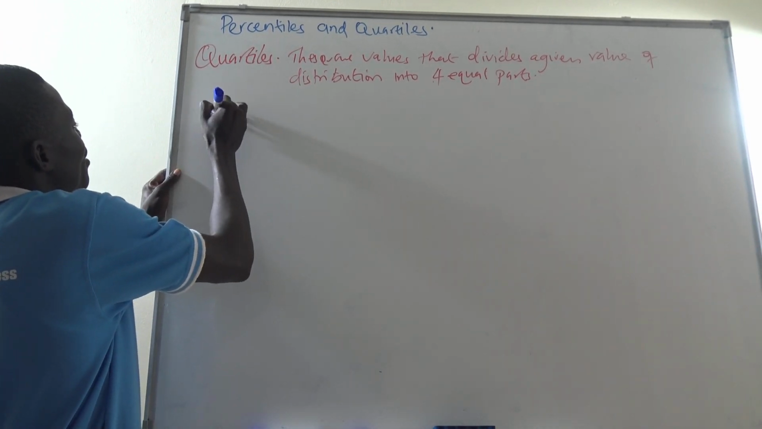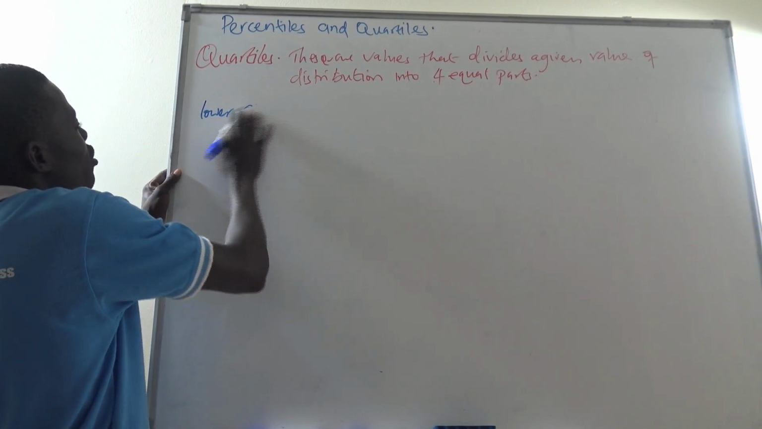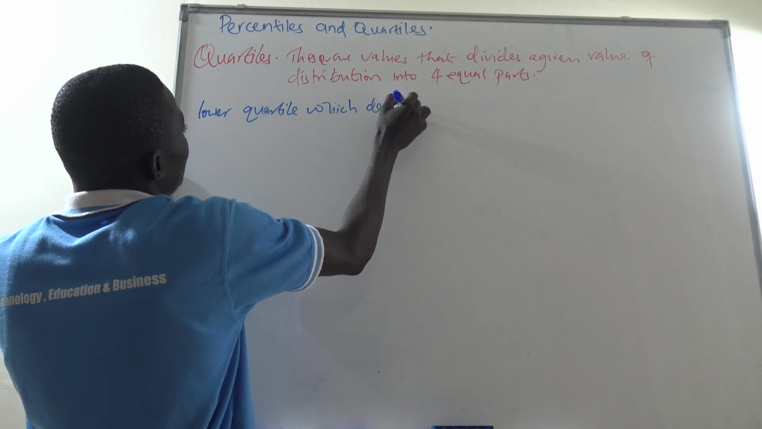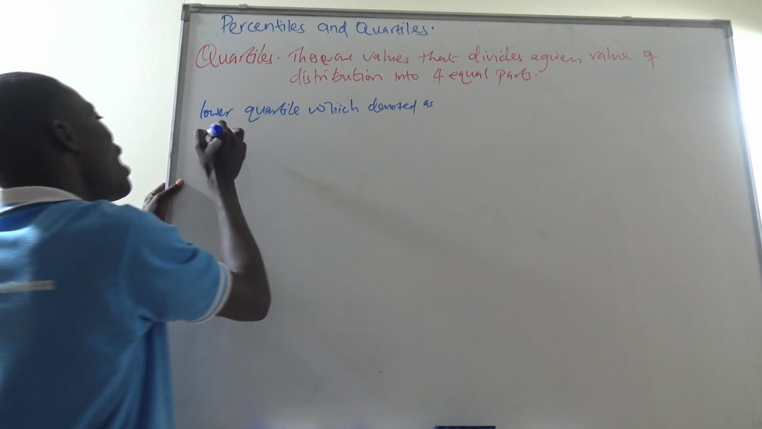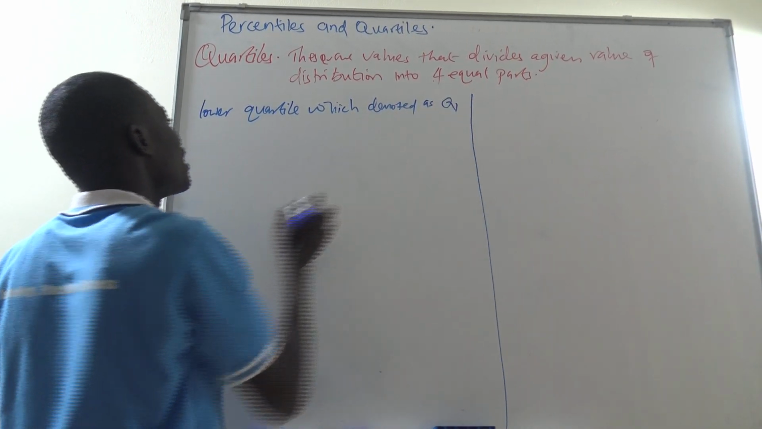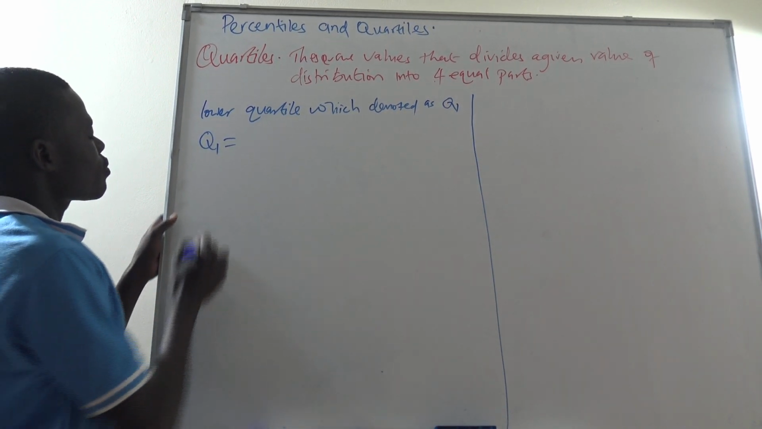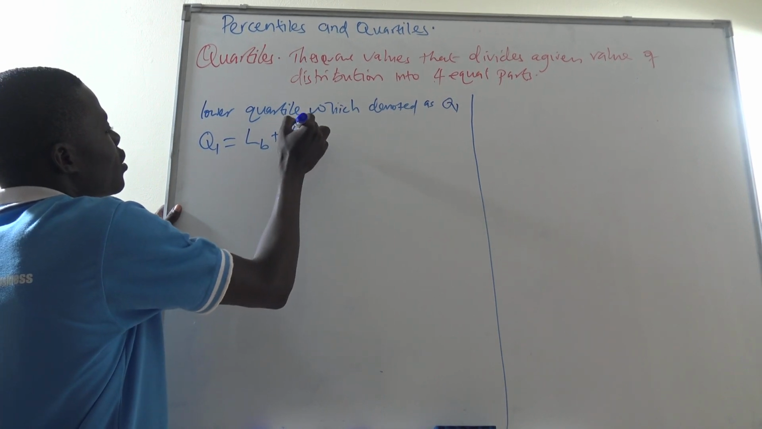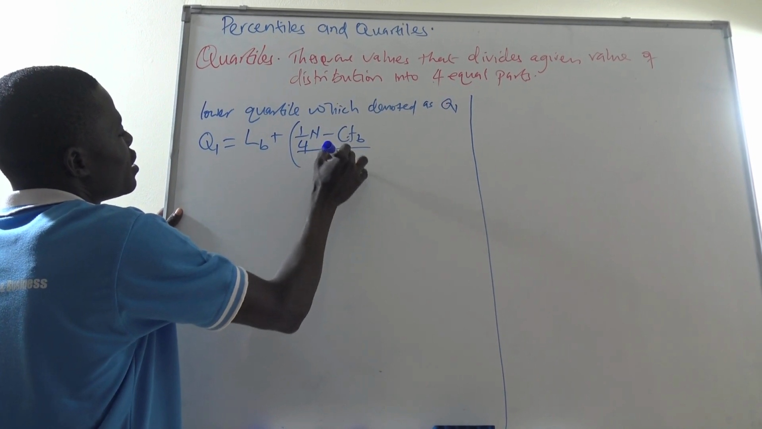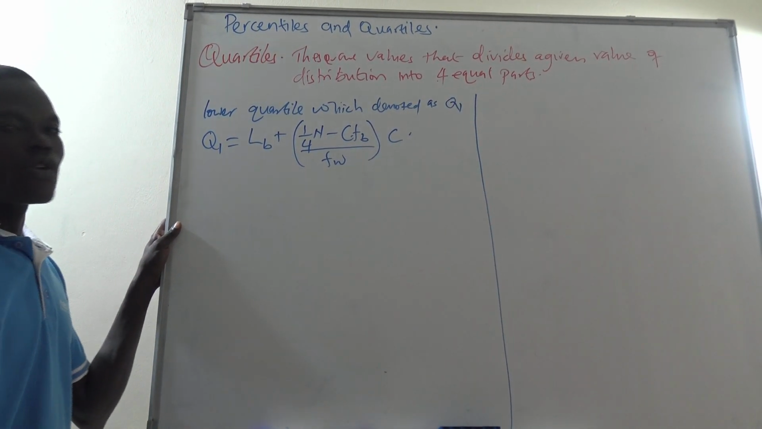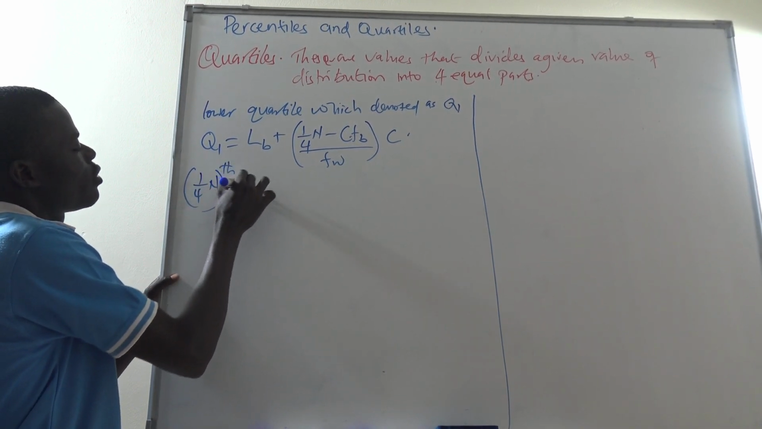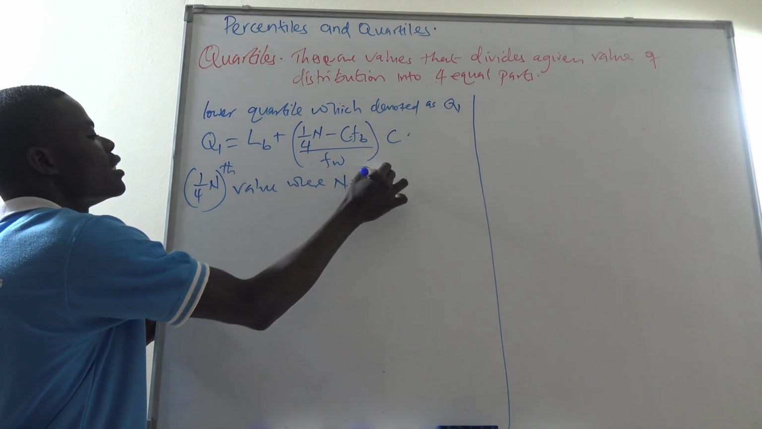We start with the lower quartile, which is denoted as Q1, and defined by Q1 equals LB plus a quarter N minus cumulative frequency before, divided by frequency within, times C. So you also need to first identify the lower quartile class by getting the value of a quarter N, where N is the summation of f.